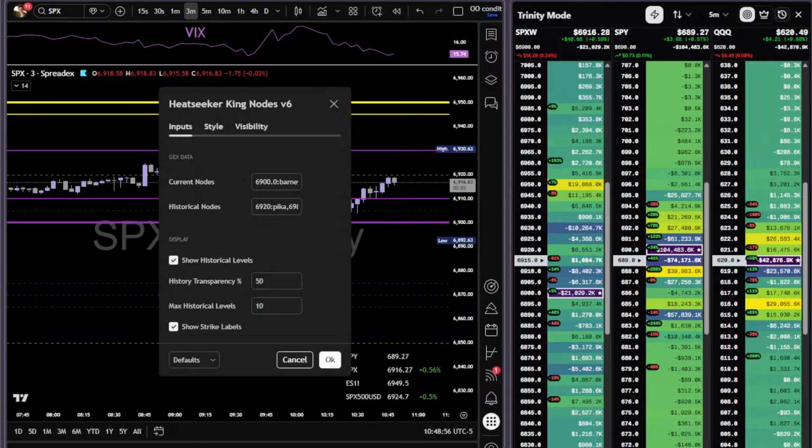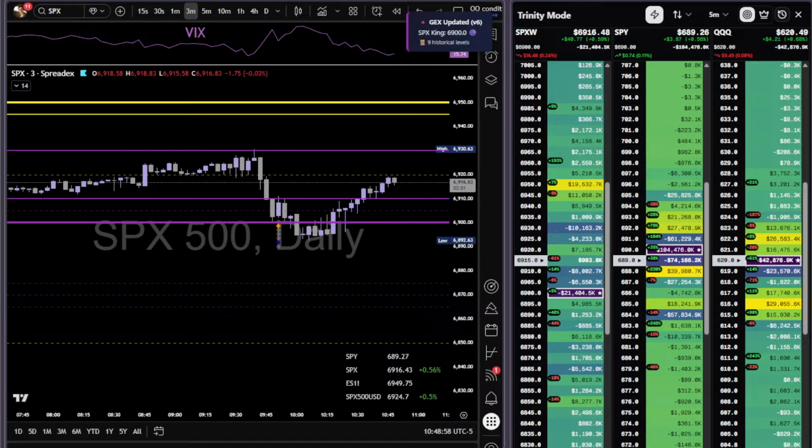Have we shifted any? No. Alright, we still got the same target. If we come back down here to 20 and bounce, that'd be nice. Alright, let's load up on a couple more down here for a bounce.